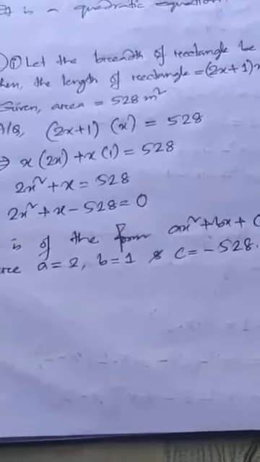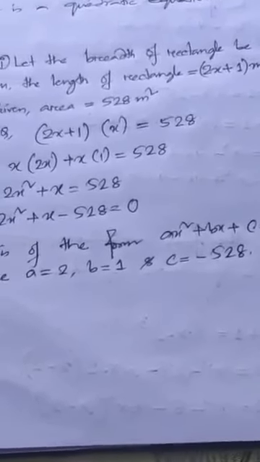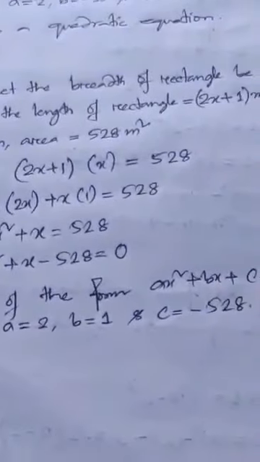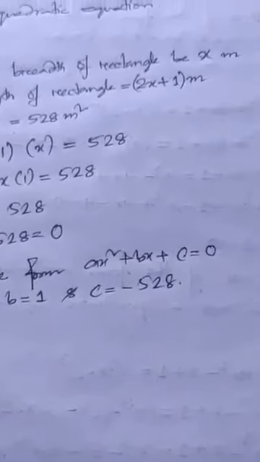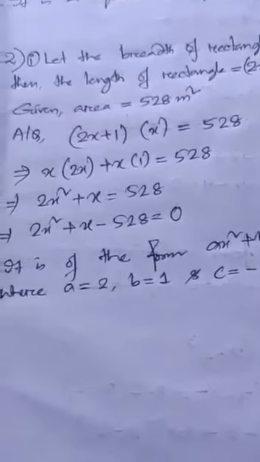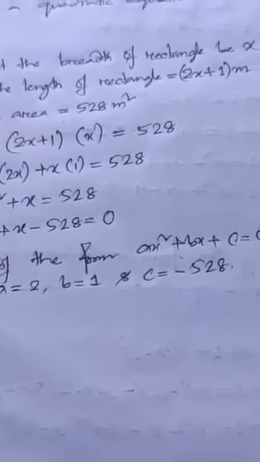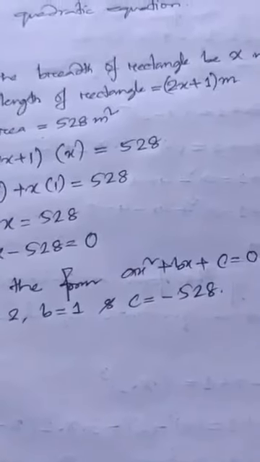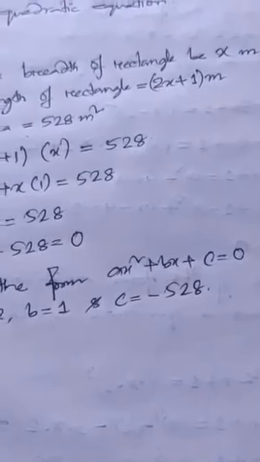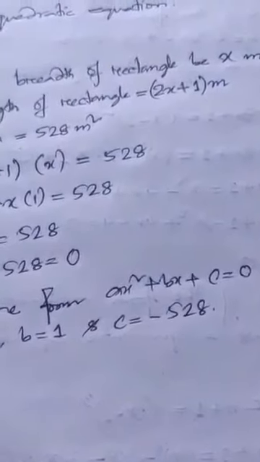Now let's discuss this solution part. Here I have considered the breadth of the rectangle to be x meter. And when we consider the breadth of the rectangle as x meter, the length becomes 2x plus 1 meter. Now what is this 2? What is this 1 actually?